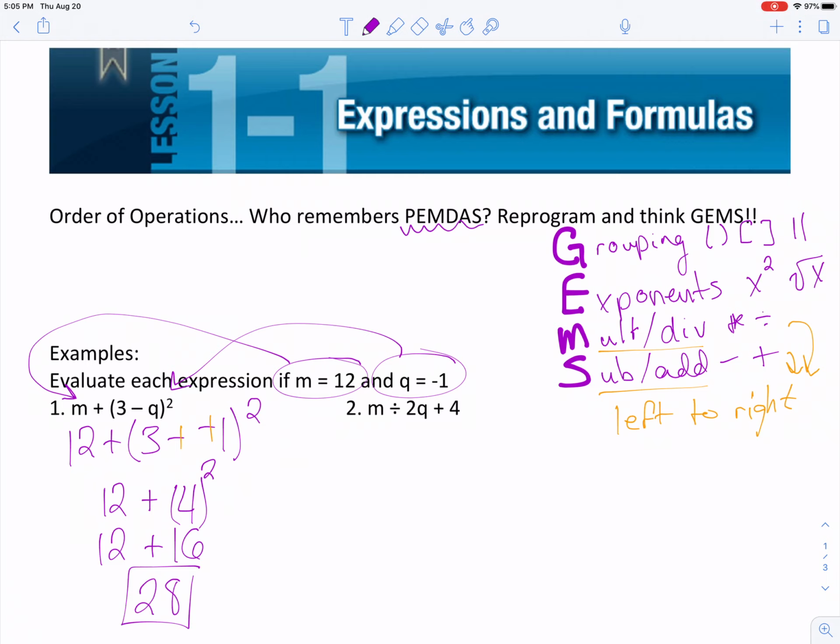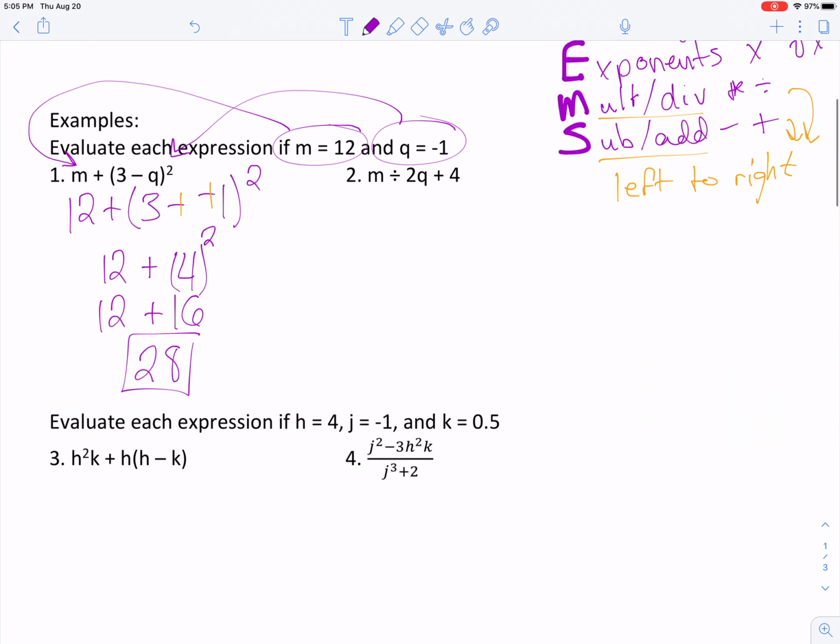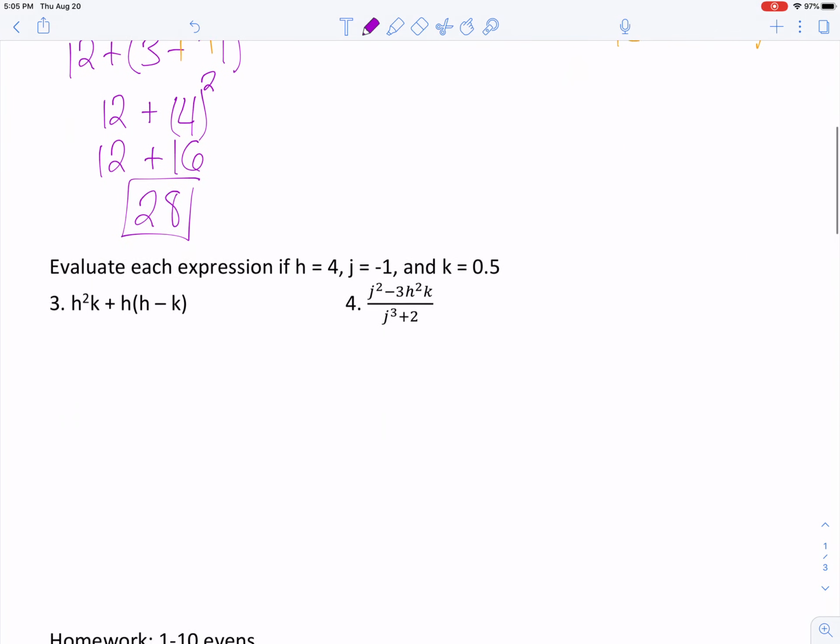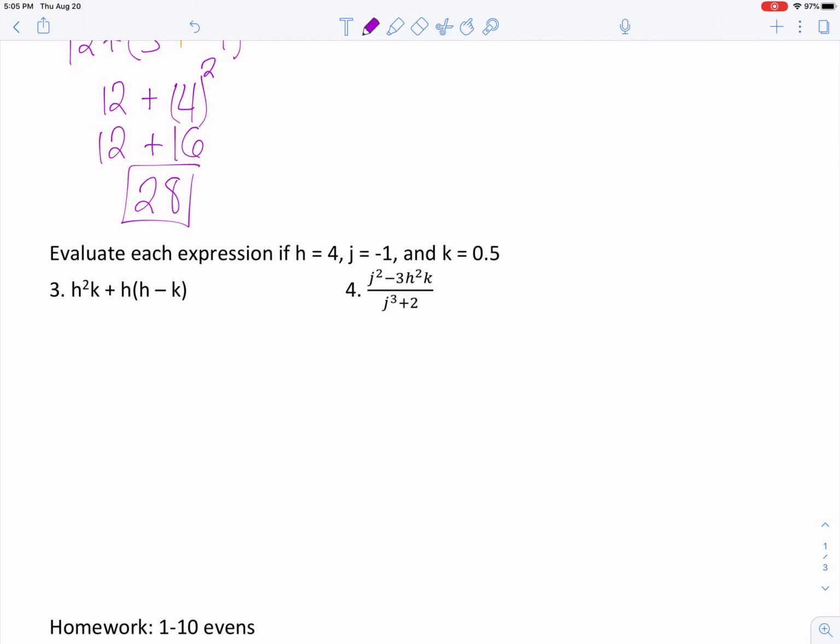I think I want to try this next one just because it does do some interesting things. Oh, no, actually, let's skip down here and let's try number 4. That looks like a pretty complicated one. So I have j squared. Tells me j is -1. Minus 3h. Oh, hang on, I know what h is. What is h? 4 squared, and k is 0.5. All over j, which is -1, cubed plus 2.